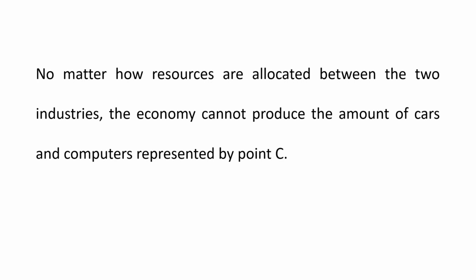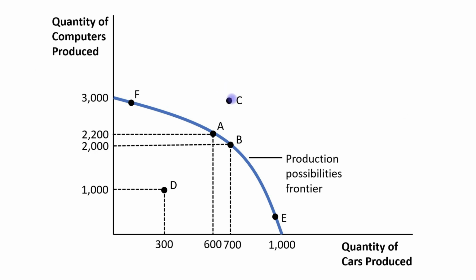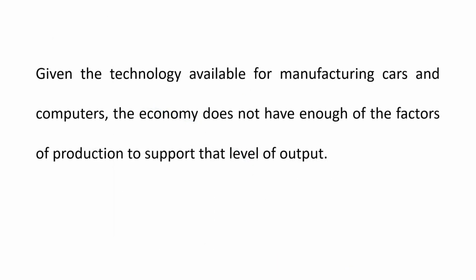No matter how resources are allocated between the two industries, the economy cannot produce the amount of cars and computers represented by point C. So the economy cannot produce this combination of output, that is point C, no matter how the resources are divided between the computer industry and the car industry. Given the technology available for manufacturing cars and computers, the economy does not have enough of the factors of production to support that level of output.